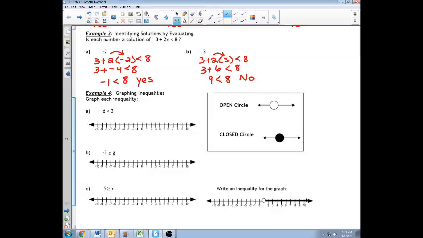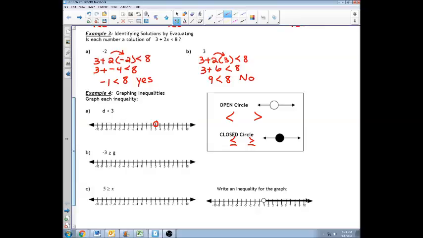Graphing inequalities. Right here in A, B, and C, we have a number line. If you look to the right over here, it tells us an open circle and a closed circle. An open circle will occur if I have less than or greater than, and a closed circle will occur if I have less than or equal to or greater than or equal to. So looking at example A, I have d is less than 3. Is that going to be an open circle or a closed circle? In this case, it is not less than or equal to. So I'll have an open circle at 3.